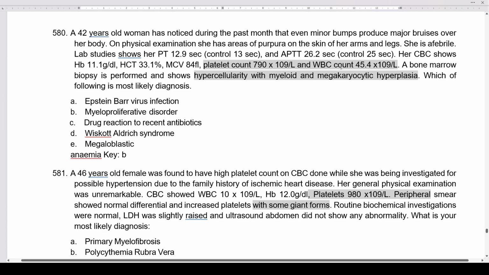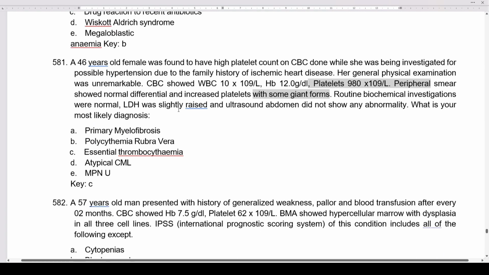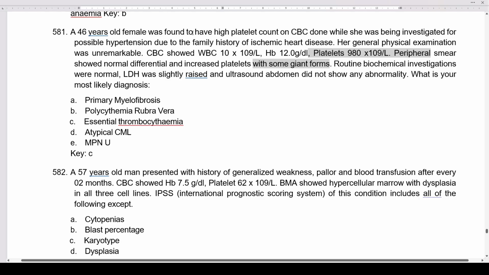When the WBC count is raised, myeloid lineage is raised, with megakaryocytic hyperplasia, it can be a case of MPN, myeloproliferative disorder. So option B is correct here. Next is a 46-year-old female who was found to have a high platelet count on CBC. She was investigated for hypertension due to family history of ischemic heart disease. Her general physical examination was unremarkable. CBC showed WBC of 10, hemoglobin 12, platelets 980. Peripheral smear showed a normal differential and increased platelets with some giant forms. Routine investigations were normal. LDH was slightly raised. Ultrasound abdomen normal. What is your most likely diagnosis?